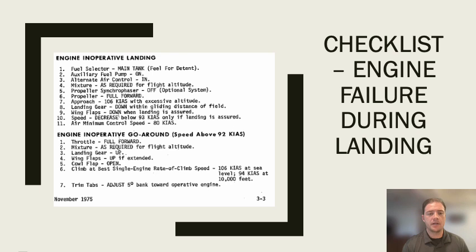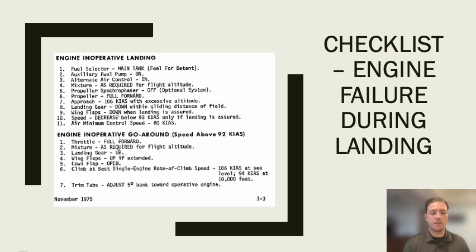And then lastly, if we have an engine failure during landing, if we're on final approach and we lose the engine, we're just going to be kind of dealing with it as we're coming down. We're not going to go through the whole checklist of securing the engine. If we're already on the final approach, we're just going to be landing the airplane as best as we can.